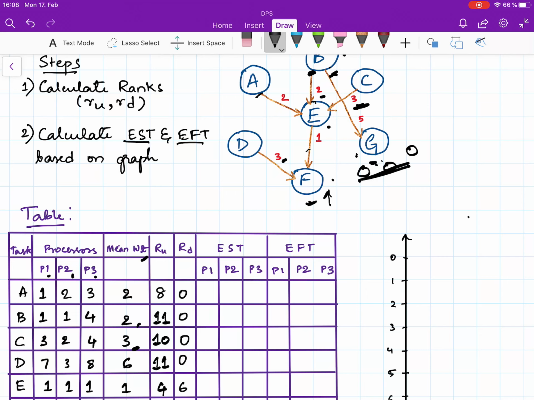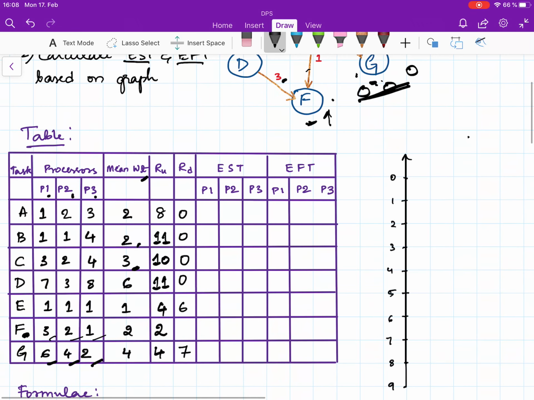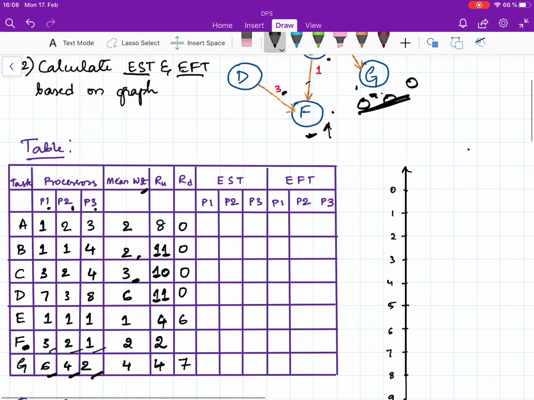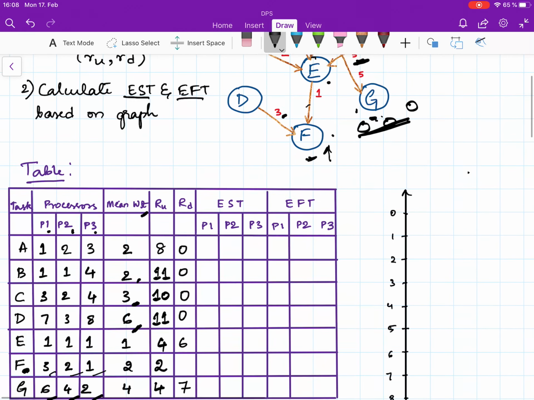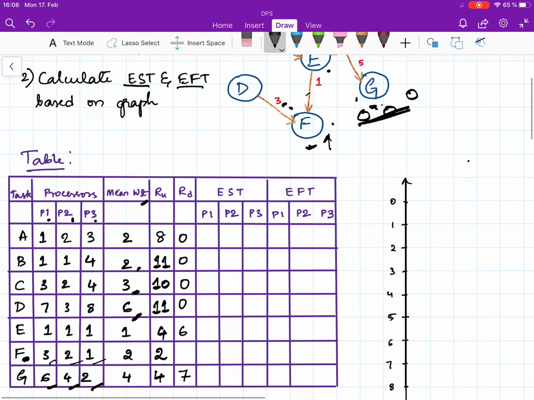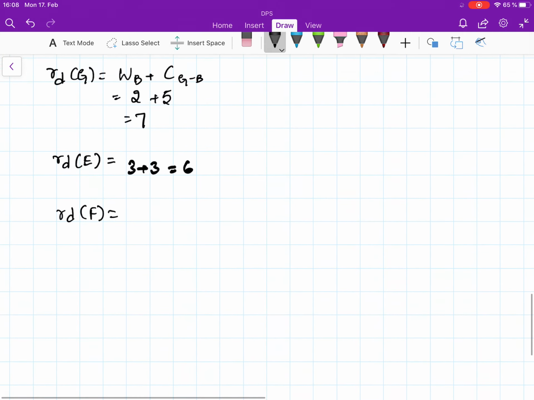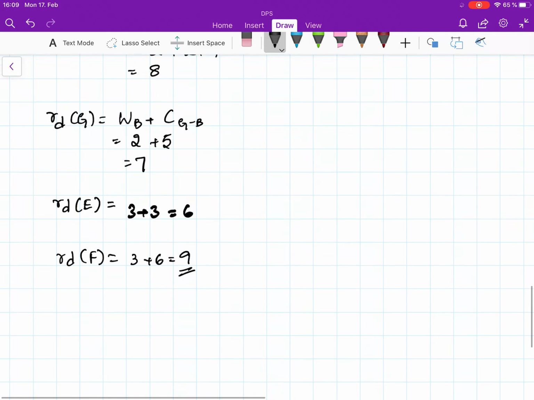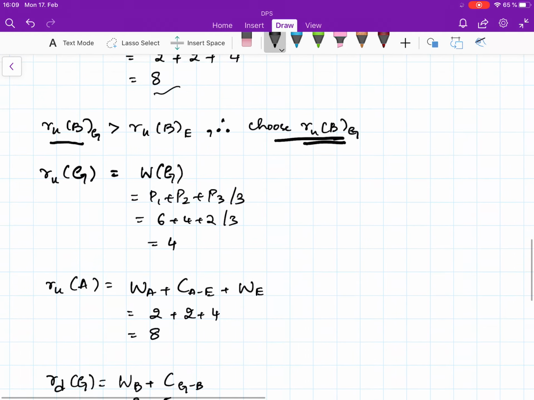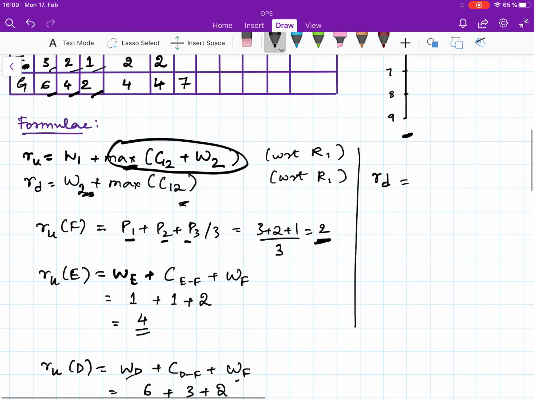Yes, it is D, because the communication cost is higher for D. So you basically need to add the weight of D, which is 6 here from the table, and you add the communication cost, which is 3. So 3 plus 6. I'm not writing the formula, guys. Hope you understand this. You can always refer back to where I've written it so that it would be easier.